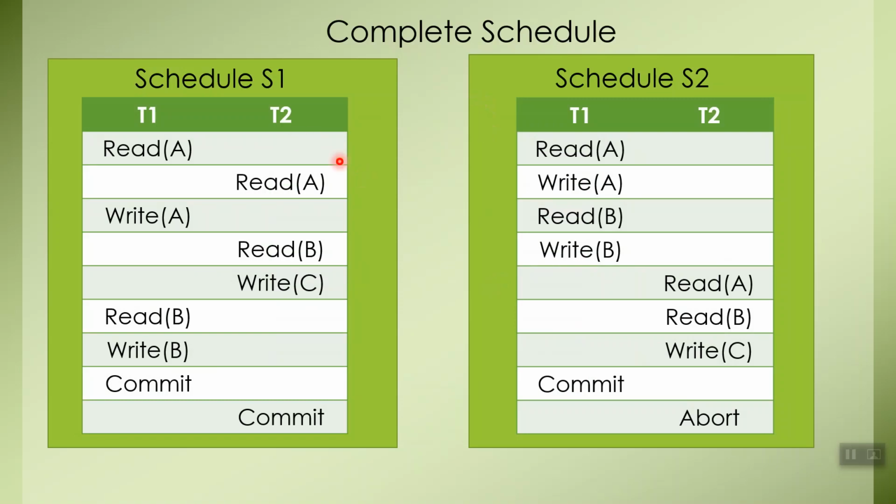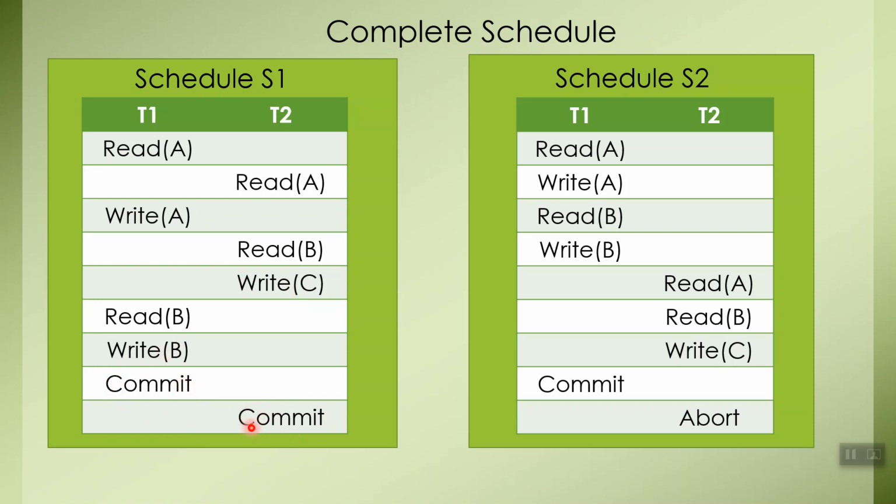Now here is one more example. Here we are seeing two schedules, S1 and S2. Now it is containing the same transactions T1 and T2 as we have seen earlier, right? Now this S1 schedule is containing two transactions and it is also following the constraint that the sequence of the instructions hasn't changed. The only difference between this slide and the previous one is that we have something called a commit statement at the end of the transaction.